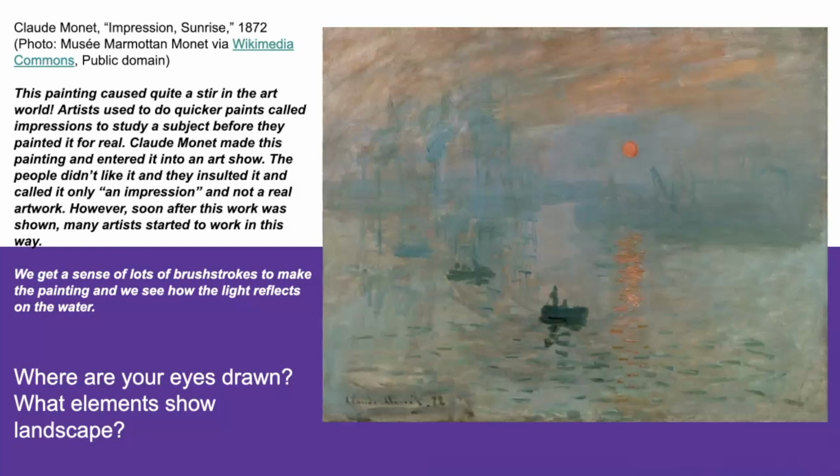What part of this painting draws you in the most? Where are your eyes drawn? And where do we see our landscape? Where do we see our sky? Can you make out the sky? Can you make out the land? It's a waterscape in a bit of a way too, isn't it? So these are lots of good examples of landscape, and we're going to make our own today.